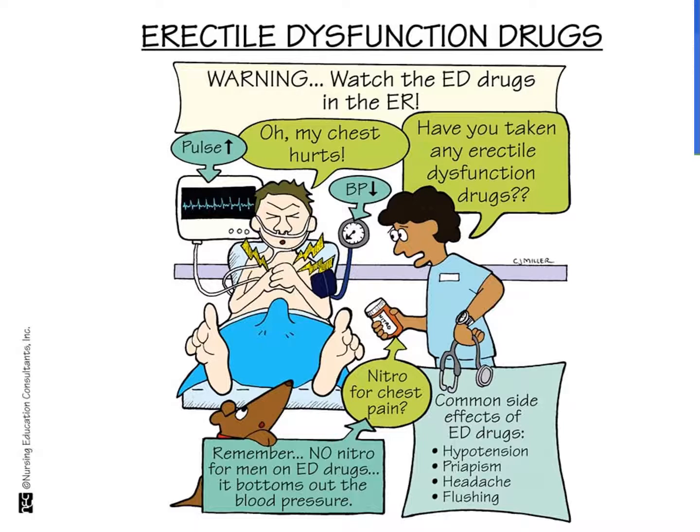And of course I have a pictogram for you. So you can see, watch the ED drugs in the ER. So you can see the pulse rate is up, the blood pressure's down, and he's got nitro for chest pain he's taken. So nitrates are contraindicated for any of these drugs. So common side effects it lists are hypotension, priapism, headache, and flushing.